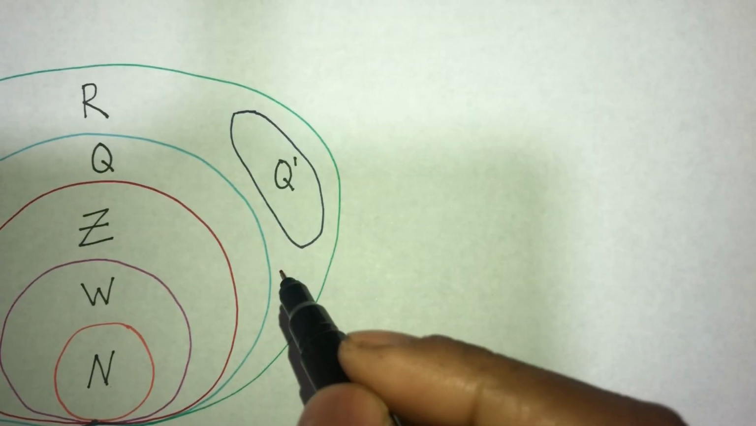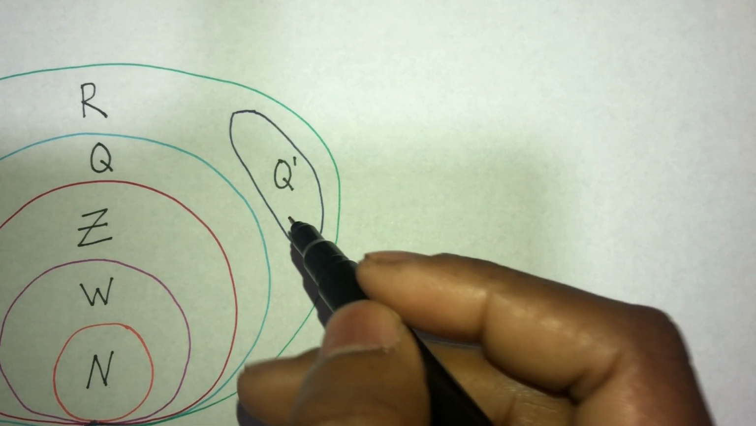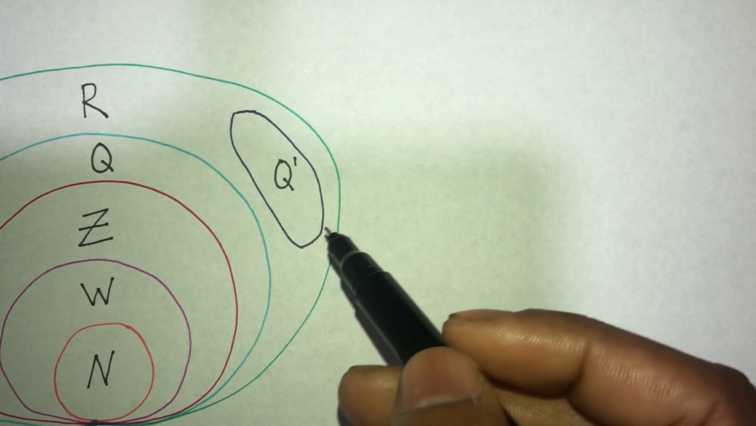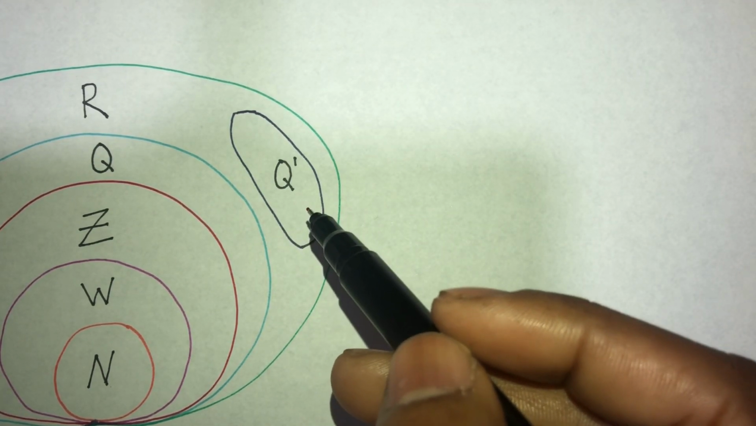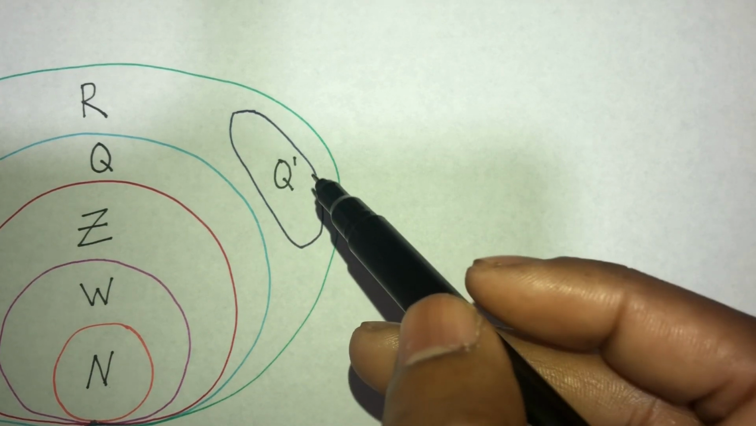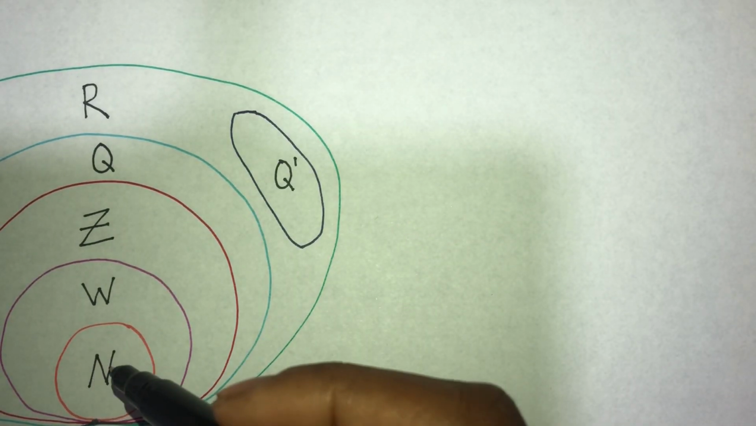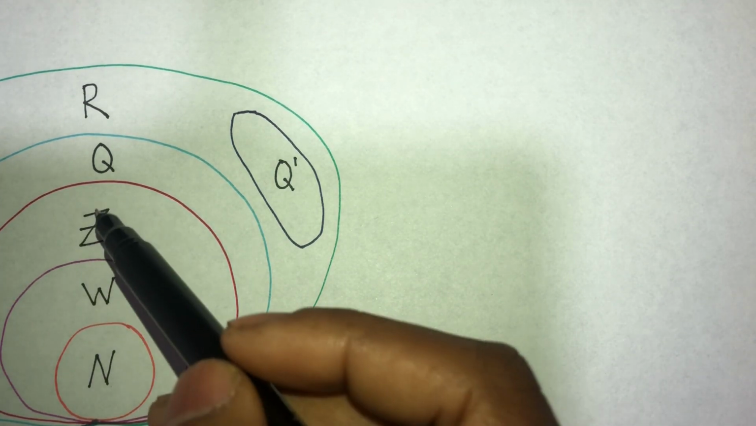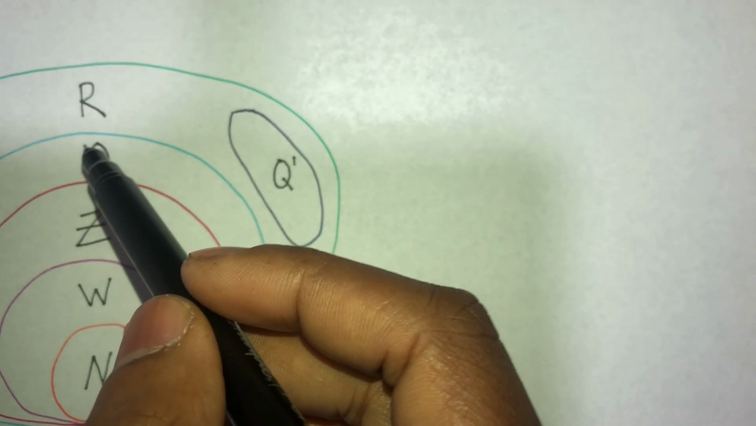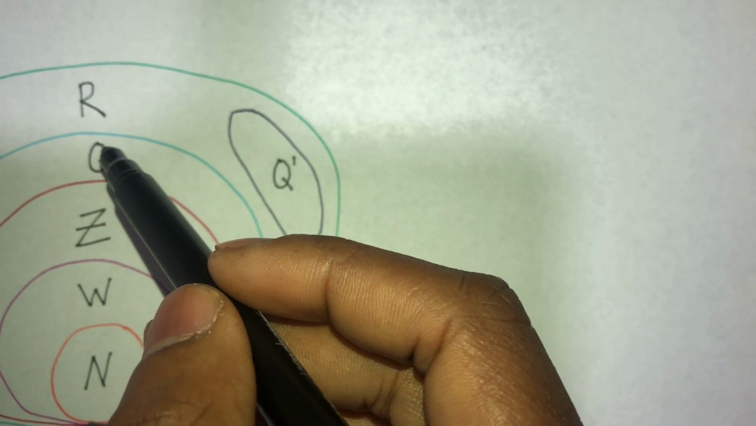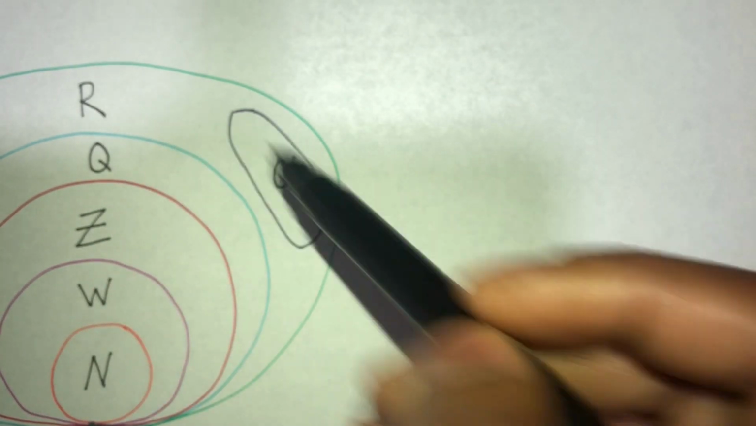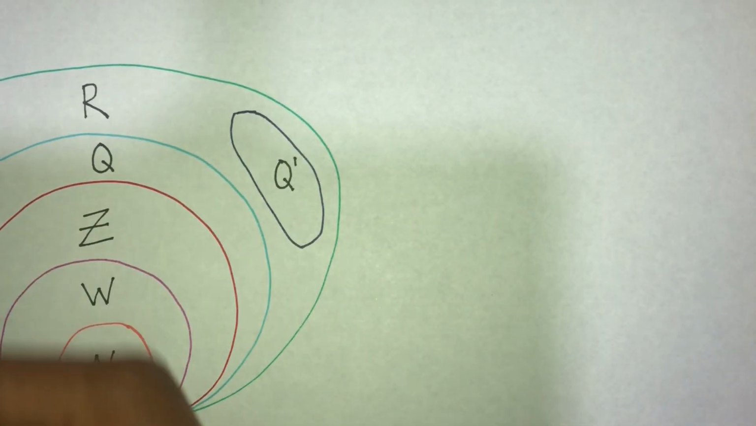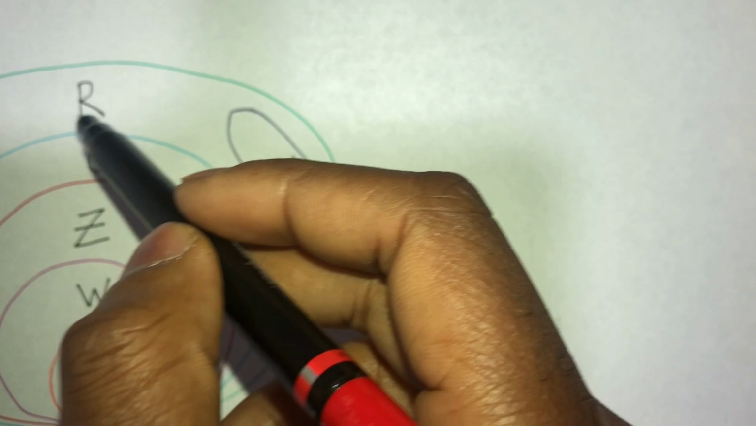So let's say we had surd 5, or the square root of 5. The square root of 5 is an irrational number. The square root of 5 is not a natural number, it is not a whole number, it is not an integer, it is not a rational number, but it is a real number. Hence why the set of irrational numbers falls within the boundary of the set of real numbers.